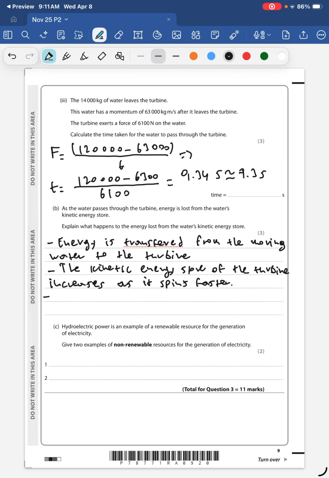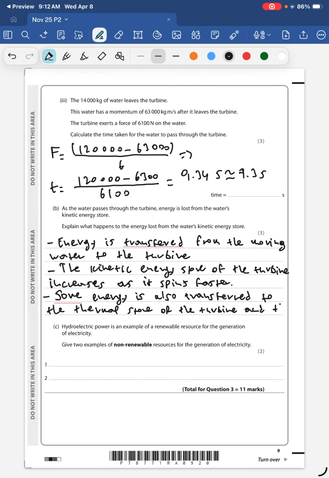Some energy is also transferred to the thermal store of the turbine and the surroundings. Okay, so this is a complete answer for this question.